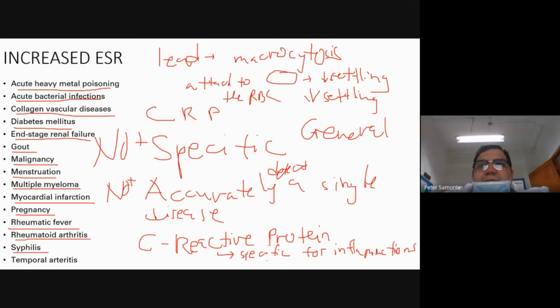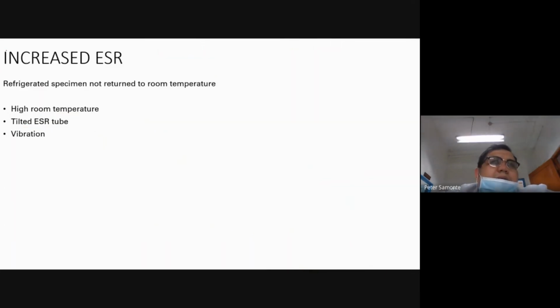Aside from that, mas madaling gawin. Di ba nga cumbersome yung Westergren, matrabaho. Easier to perform ang CRP. Then ESR will also be increased in refrigerated specimens not returned to room temperature. Then it could also be increased by high room temp, tilted ESR tube, and vibration. So kapag nag-vibrate, your RBC would settle faster.